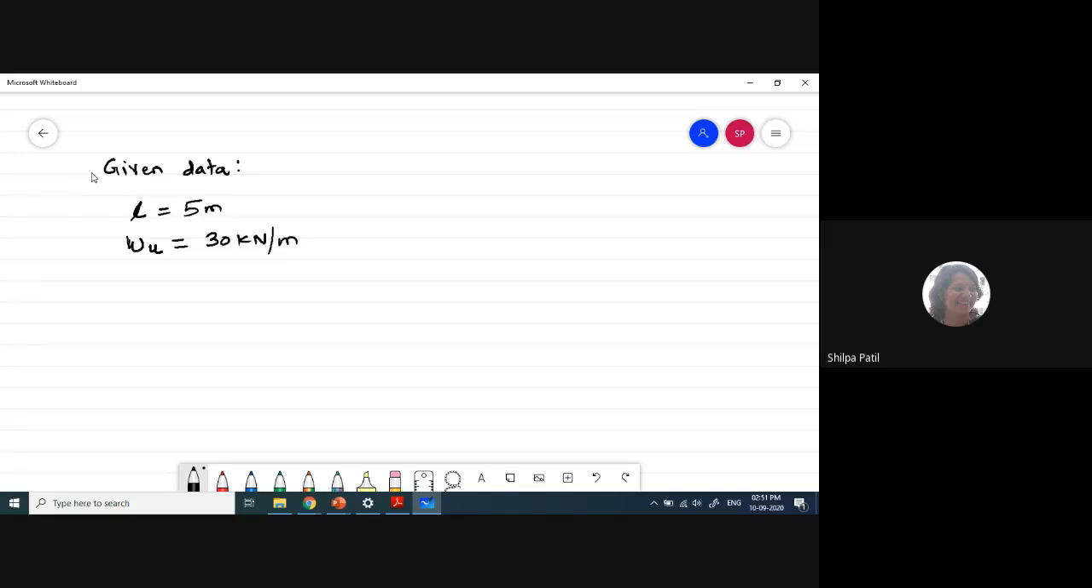And what is the next value given? Width of column 230 mm. Okay, so the width of the column is given. It means it is the width of the support they have given. So I will simply write down width of the support BS as 230 mm. Then grade of the steel and concrete is also given. They have given M20 grade concrete and Fe415 steel. Now for this given data, we have to design the beam.